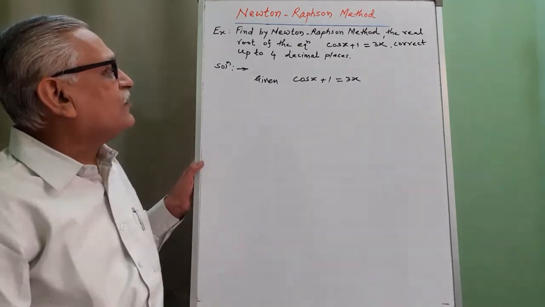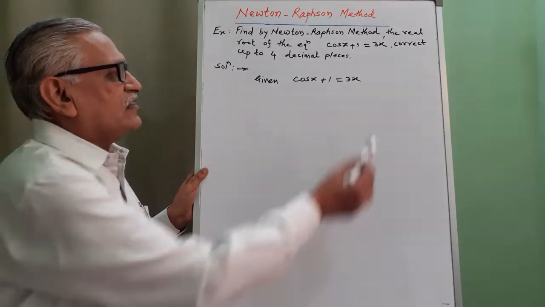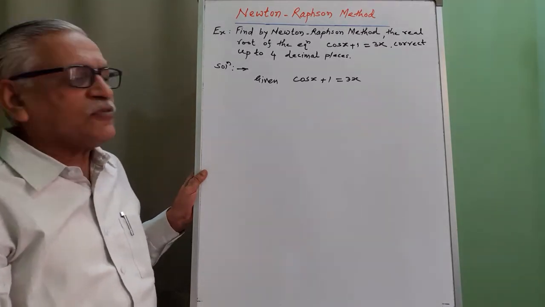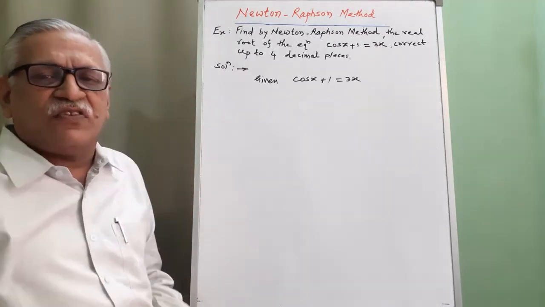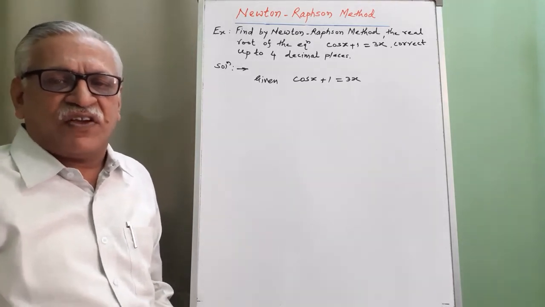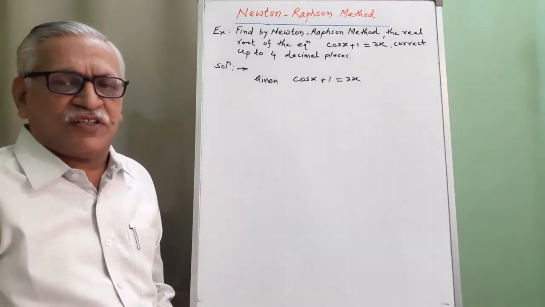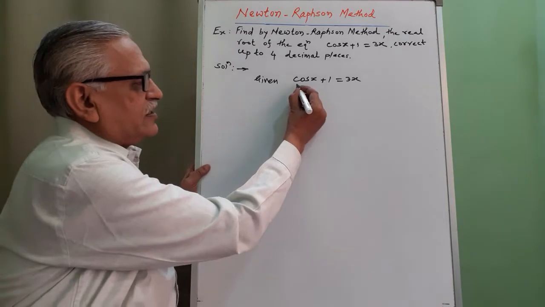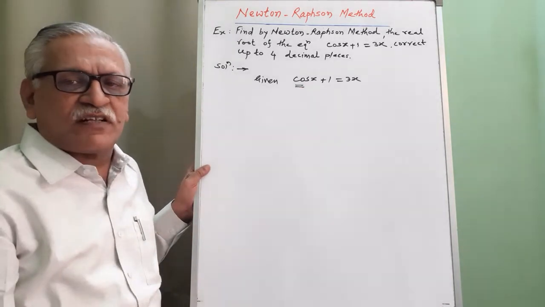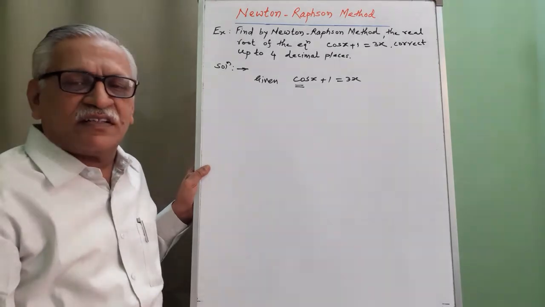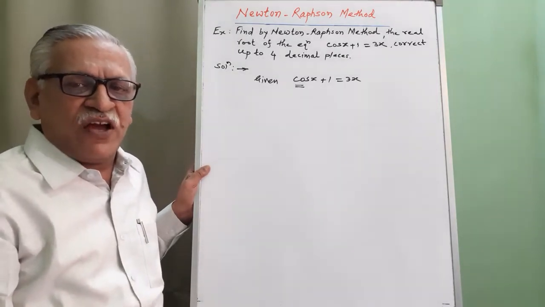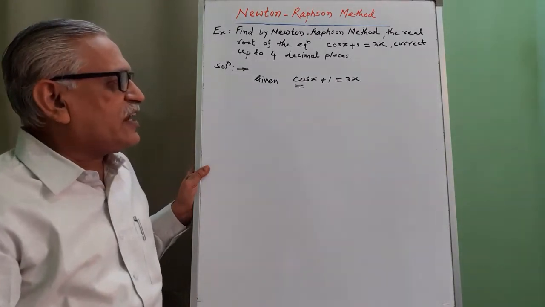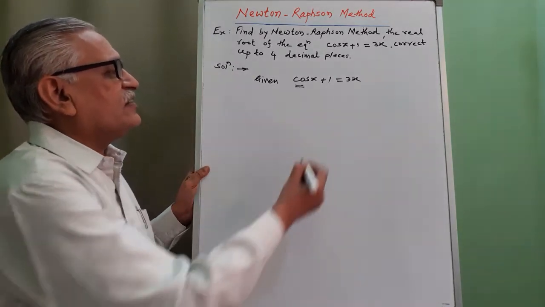Let us see the example. Find by Newton-Raphson method the real root of the equation cos x plus 1 is equal to 3x, correct up to 4 decimal places. As we require the answer in 4 decimal places, fix your calculator for 4 digits only. The equation contains the trigonometric term cos x, so we have to perform the calculation in radian mode only, and therefore change that mode to radian.